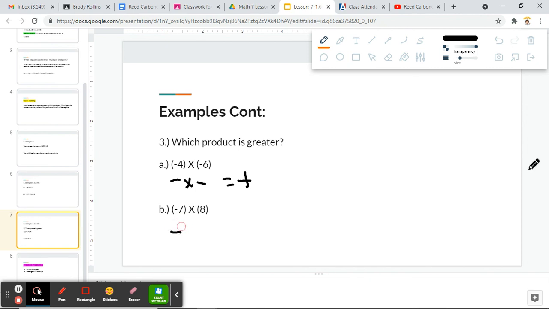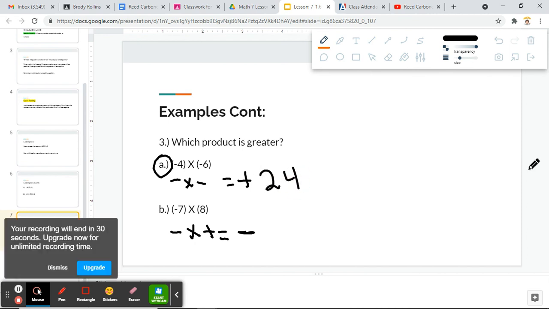On this one, I have a negative number times a positive number, which means my product will be negative. So right off the bat, we know this one's larger, right? Because a positive number is already greater than a negative number. And that's always true. So 4 times 6 is 24. 7 times 8 would be 56. So we get a positive 24 and a negative 56. The positive 24 is bigger.